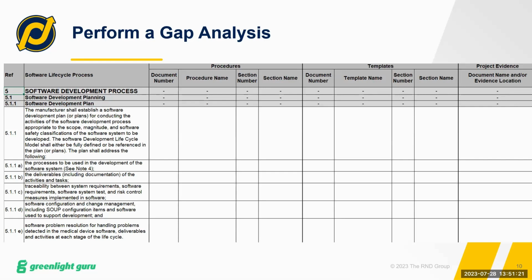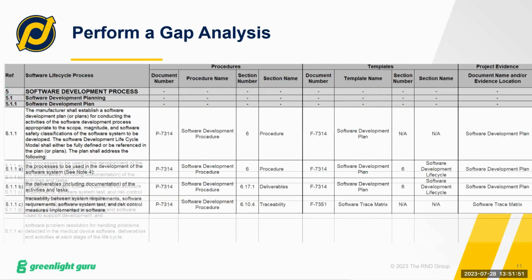So the software development planning, the result of that activity is a software development plan. So the items that are required for you to perform, I'm going to have evidence of those in my software development plan template. And then also I have a project evidence. So if I follow that procedure and I use that template, if a template is applicable, I'll give you an example here in just a minute of where you may not have a template, but where will I find that project evidence? So here it is filled in.